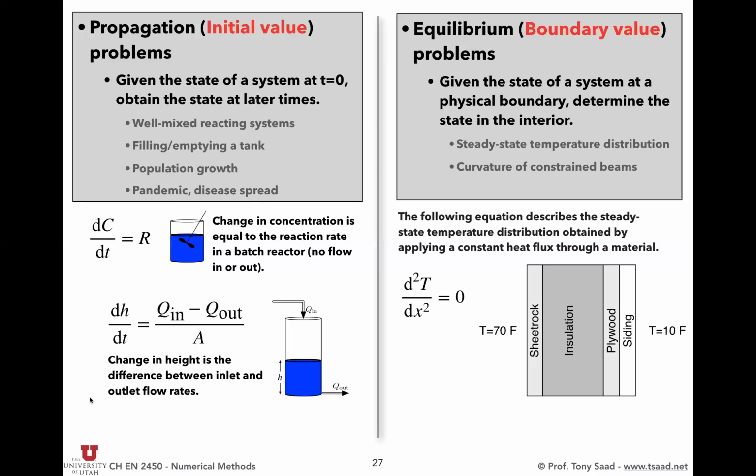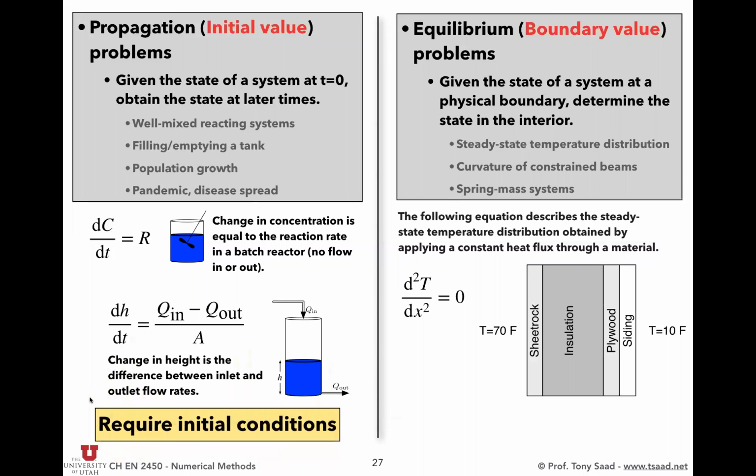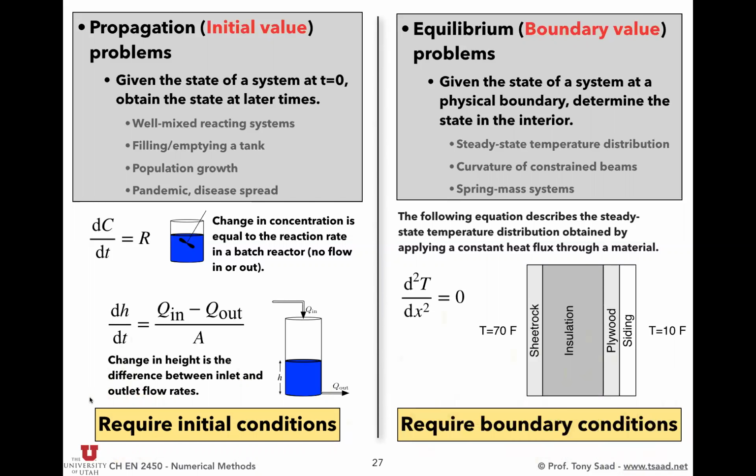Now we continue with our classification. I'm giving you a couple of other examples: curvature of constrained beams in civil engineering and spring mass systems are also sorts of boundary value problems. What's really important is that initial value problems require initial conditions, while boundary value problems require boundary conditions.